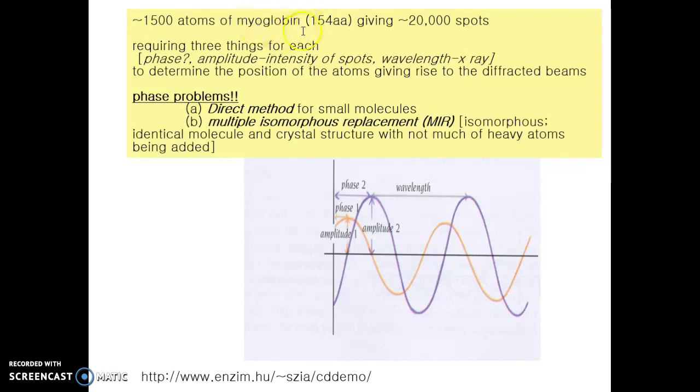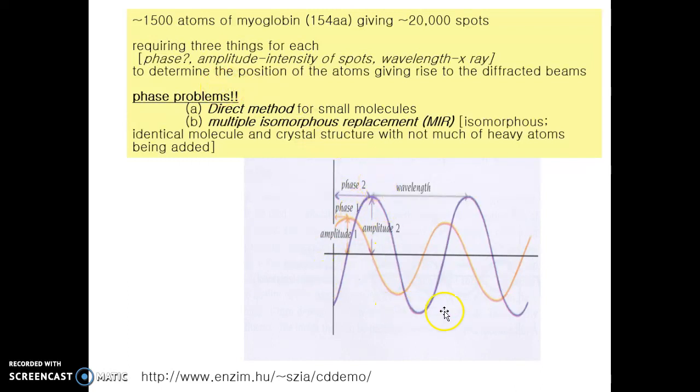To get information about such a structure, we need three things: phase, amplitude, and wavelength. Amplitude could be obtained by measuring the intensity of the diffraction spot. Wavelength is the wavelength of the X-rays, so we know that from the beginning. The very ambiguous thing is phase, the so-called phase problem.